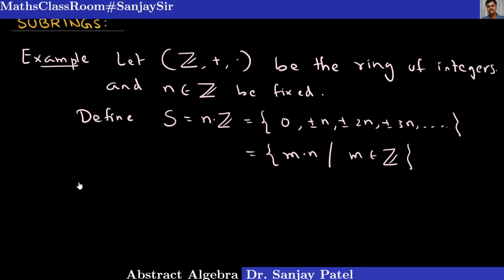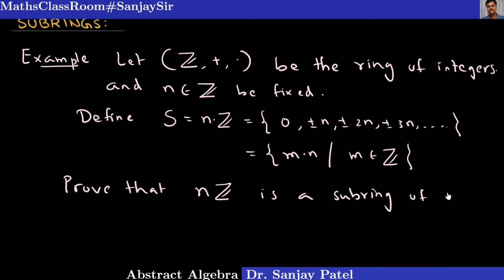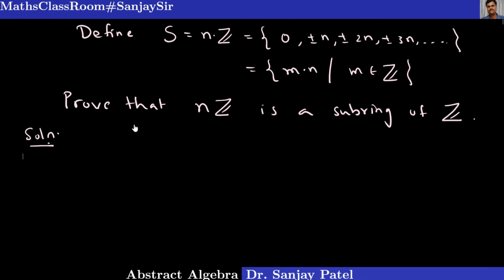The problem is very simple. Prove that this nZ is a subring of the ring of integers. The solution is very simple. So let us write systematically, as it is a very important example.